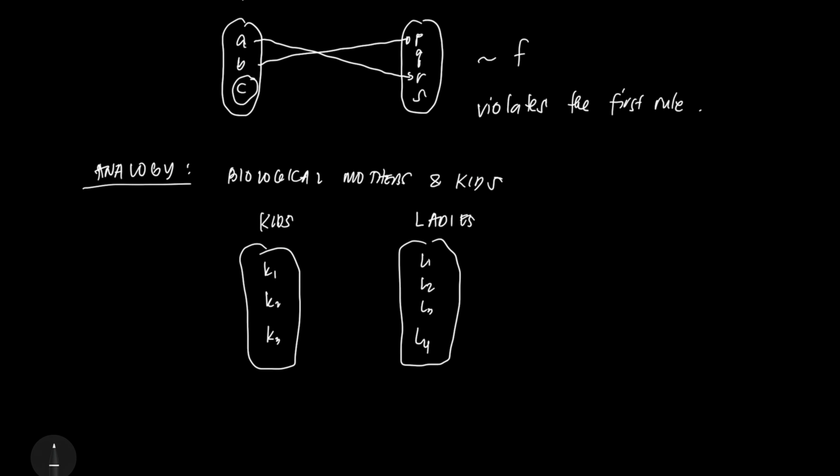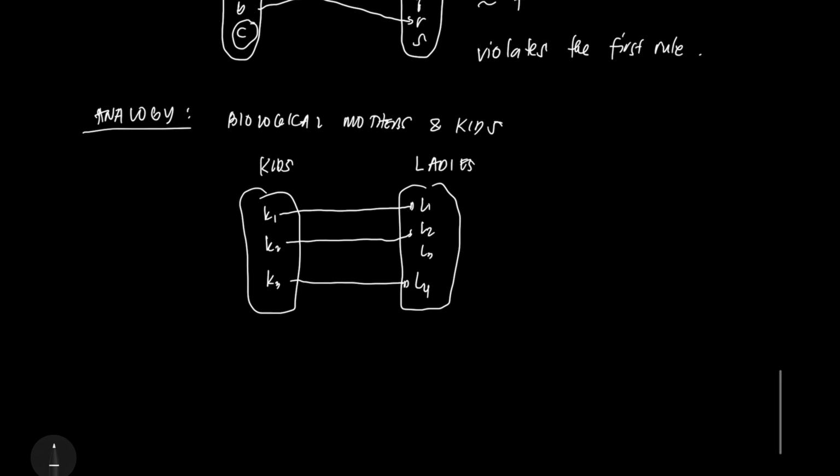Every kid has a biological mother. That's obvious. So we can have kid 1 is a son or daughter of lady 1. Kid 2 is a son or daughter of lady 2. Kid 3 is a son or daughter of lady 4. Okay? But not all ladies must have a kid. So that's fine. But all kids must have a mother. Every kid must have a mother. So this analogy makes it an idea of a function.